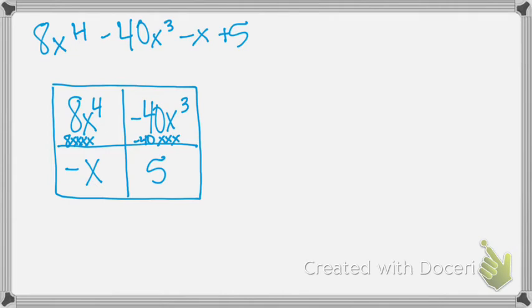So, what number goes into both 8 and 40? Well, obviously, the greatest common factor, 2 does go in there, 4 does go in there, but the greatest number is 8. Now, how many x's do they have in common? Well, they both have 3, so we have an 8x cubed. Okay? Now, on the bottom, we have a negative x and we have a 5.